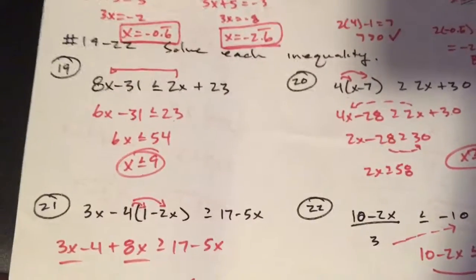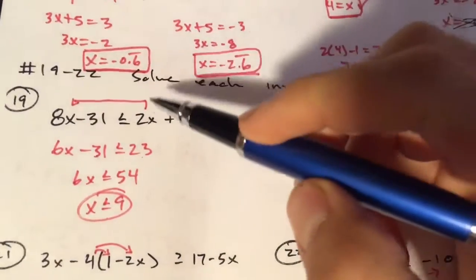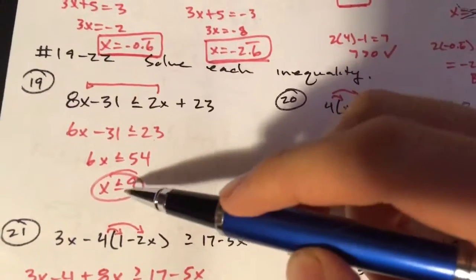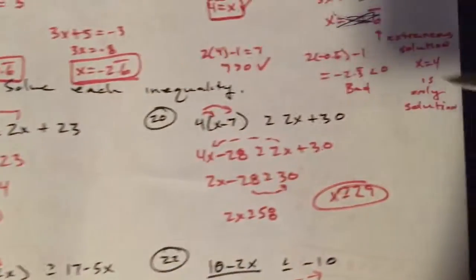All right, solve each inequality, guys. Inequalities just have one answer when there's no absolute value involved. Subtract 2x, then you're going to add 31. 6x is less than 54. X is less than or equal to 9.